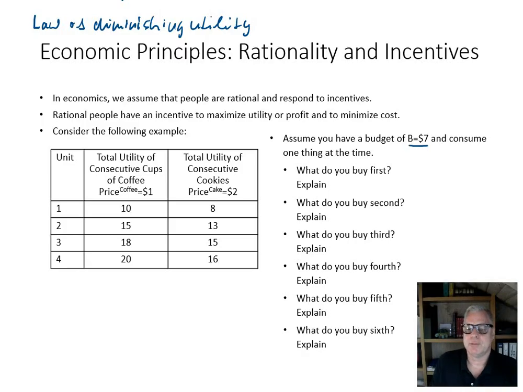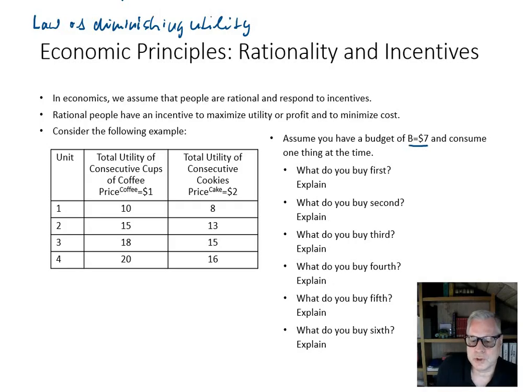Okay, so now let's apply that marginal thinking to something from which we can derive rational behavior and incentives. So in short, rational people have an incentive to maximize utility or profit or to minimize cost. But now let's focus on an example of utility maximization. So you have a budget of 7, and you have to think, shall I have first a cup of coffee or shall I have first a cake?